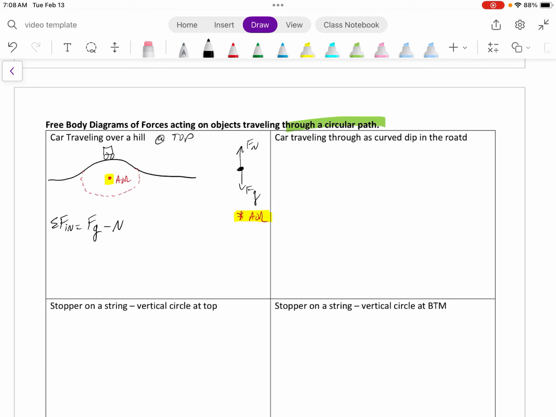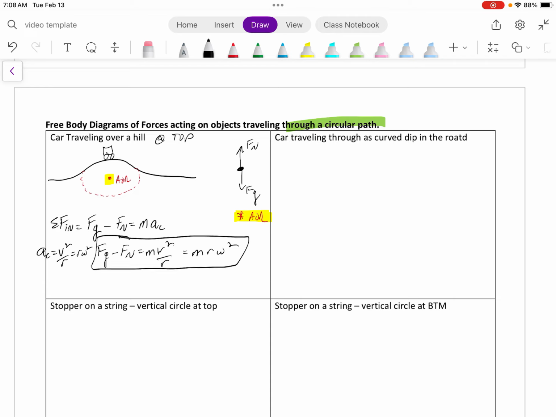And force normal is outward, so that's why it's negative, and that is equal to the mass of the car times the centripetal acceleration, not the acceleration in the y. So I can write Fg minus force normal equals, and then centripetal acceleration is v squared over r, which is also r omega squared. So mass v squared over r, which is also mass times the radius times the angular speed squared. So there's Newton's second law applied to a car going over a hill.